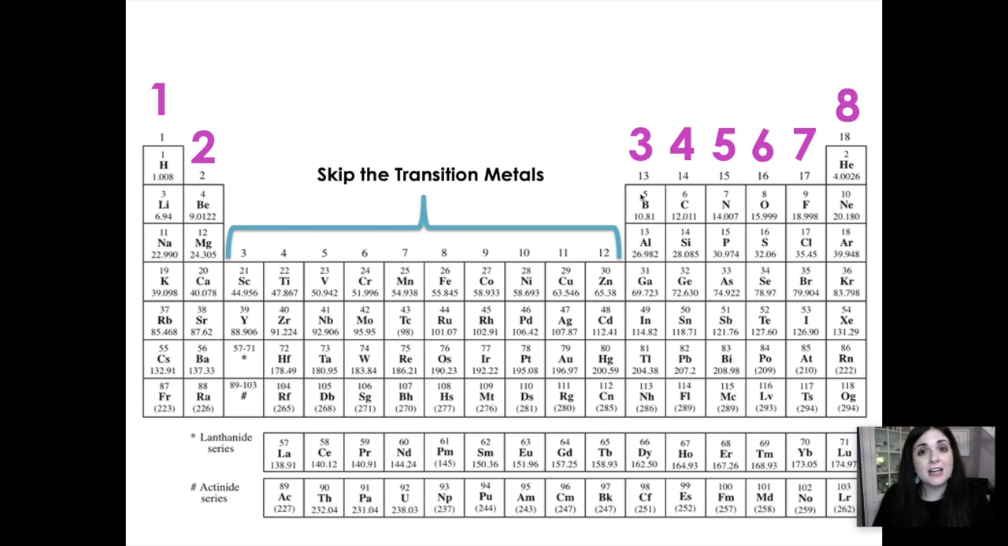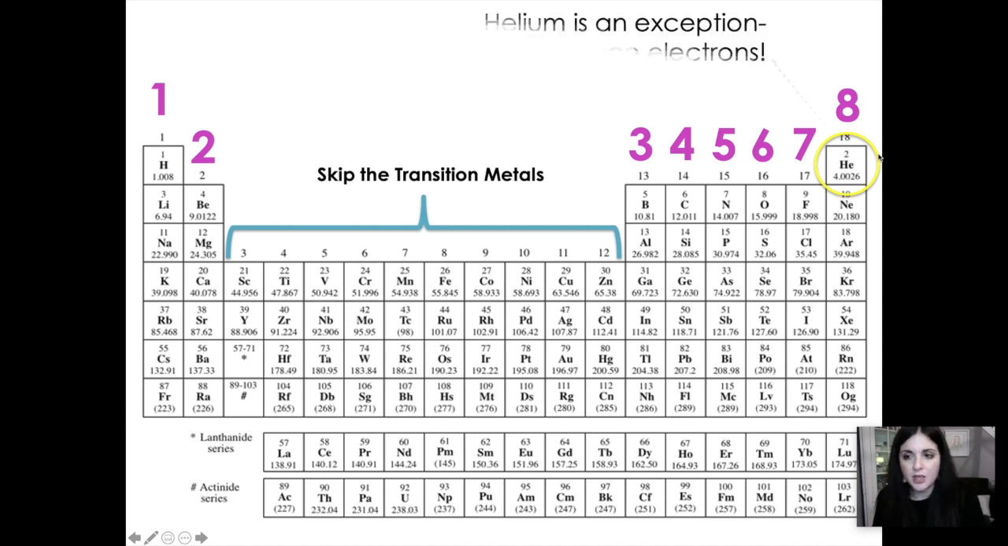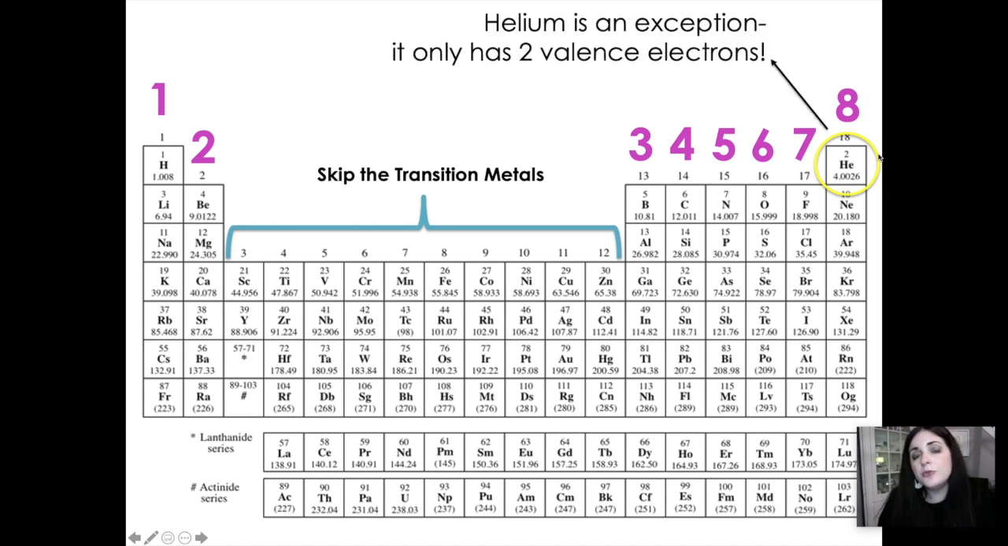And your noble gases have 8, except for helium. Helium does not have 8. Helium can only have a maximum of 2 electrons because it only has 2 protons. So helium is an exception to that rule. It only has 2 valence electrons. Other than that, the rest of my noble gases all have 8.